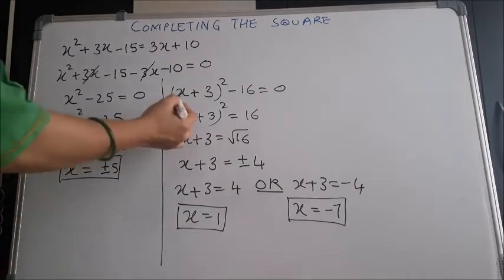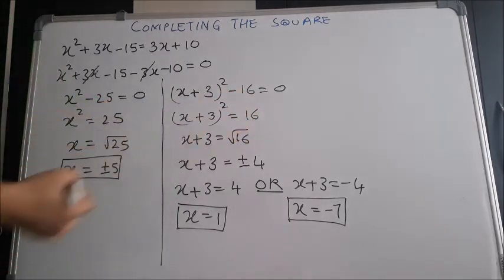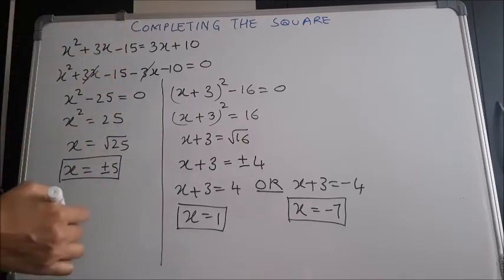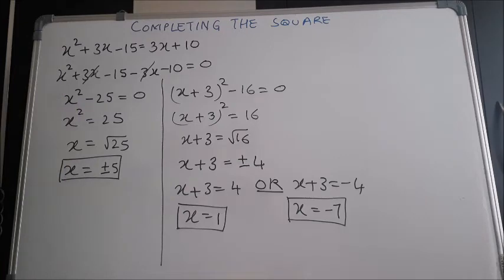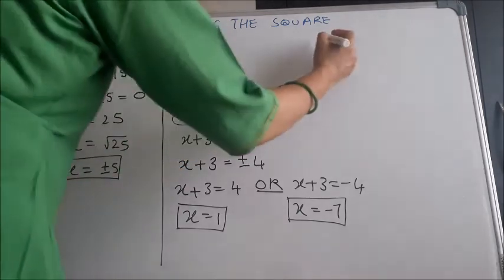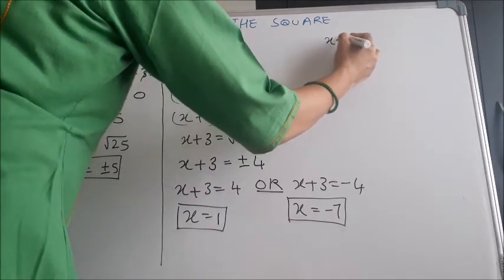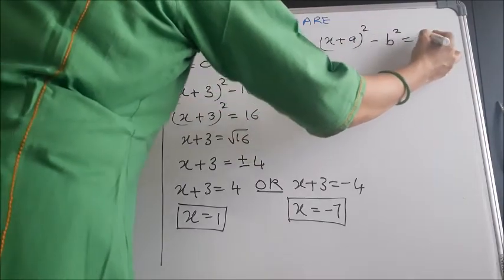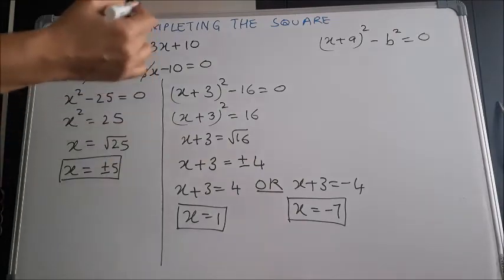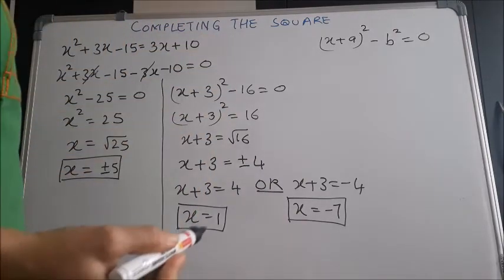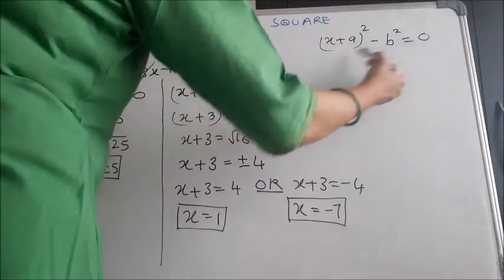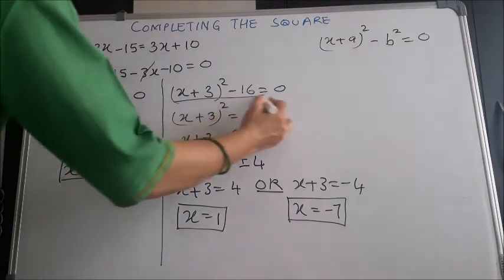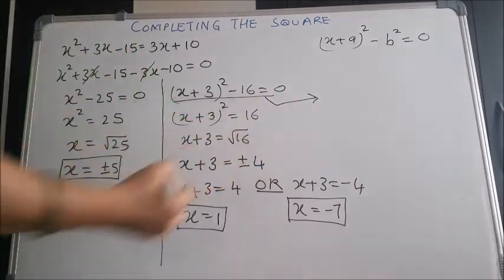And actually, this form can be obtained from any quadratic equation. The general form is x plus a whole square minus b square equal to 0. So actually, every quadratic trinomial equation can be brought into this form. Let us see actually how this equation was obtained.